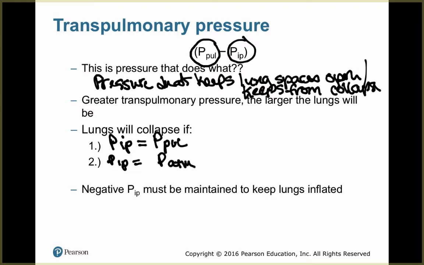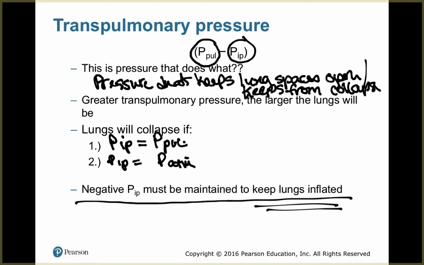And normally, these guys here, the P-pul and the PATM, tend to be about the same. So if the pleural cavity equals the atmospheric pressure, right? Negative P-IP must be maintained to keep the lungs inflated. And like I said, it's normally about 4 millimeters of mercury less.